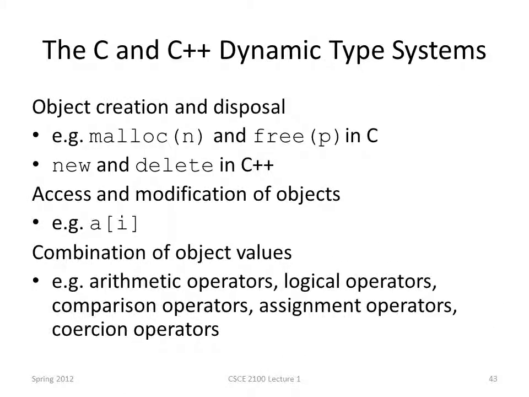We have dynamic type systems. In C we have malloc and free. In C++, as we'll see in a couple of lectures, we have new and delete. We can access and modify objects, for example, accessing arrays here, array A sub I, for instance. We can combine object values using the usual kind of operators you've worked with before: arithmetic, logical, comparisons, some assignments, some coercion, typecasting, that is, operators.